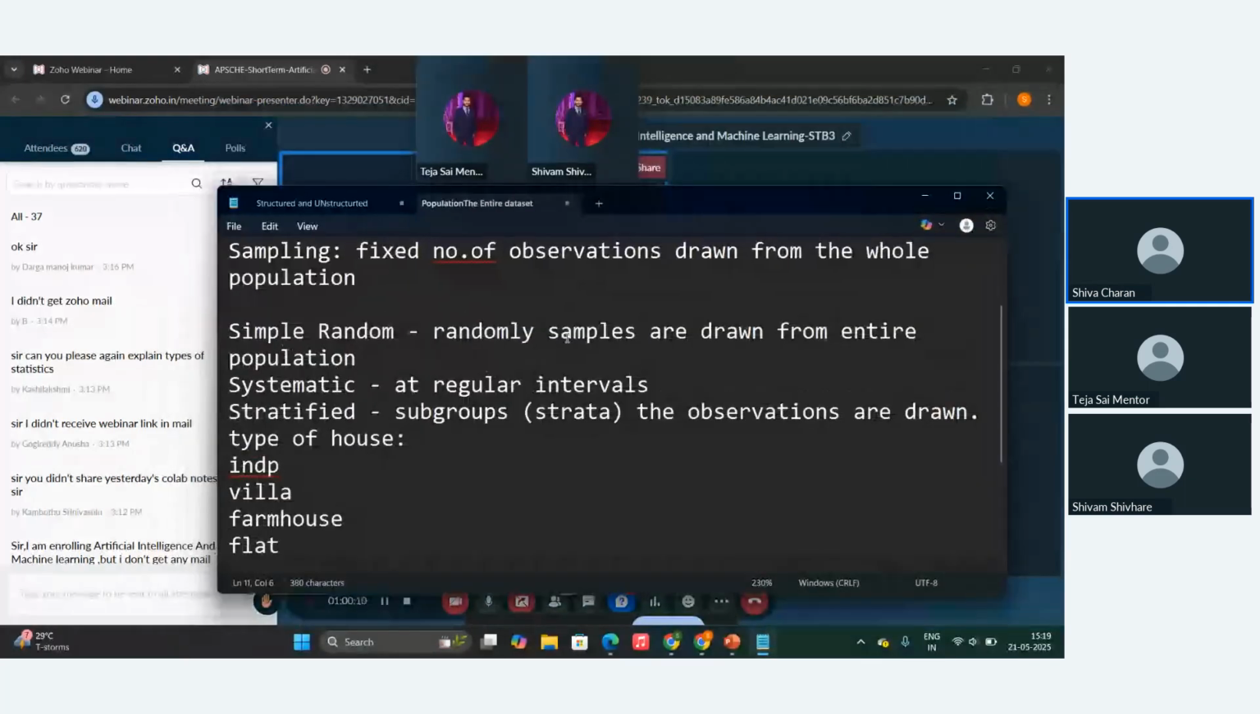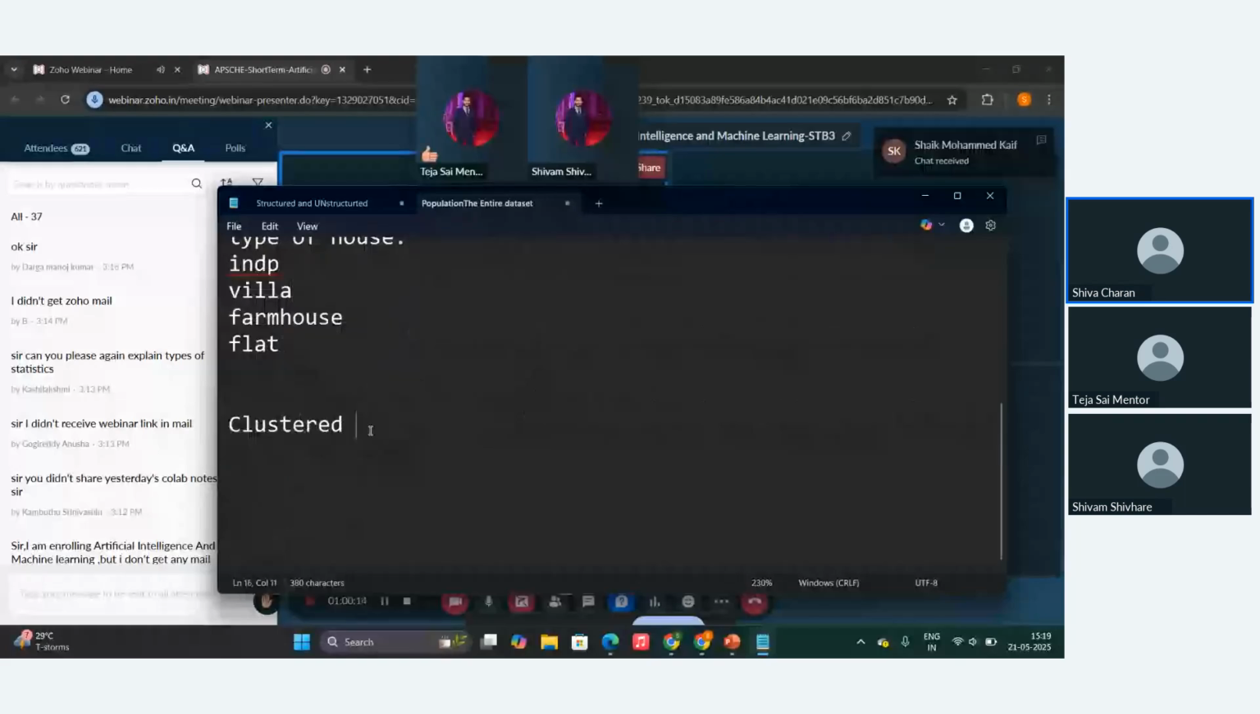And coming to the other one, what is the other one? Clustered. What is clustered? In clustered sampling, we divide the data into groups again. The best example of this is, let's say I have around 10 cities, and in these 10 cities I want to do a survey of all these cities.